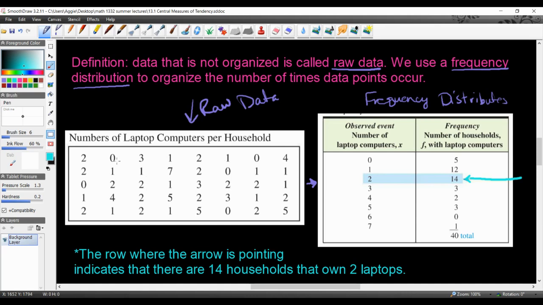Relative to what we're talking about, we're talking about the number of laptop computers per household. So what they did is they went to different households. They said, how many laptops do you have? And the first guy said, oh, I have two. The second guy said two. Third guy said zero, and so forth. So it looks like in total for the twos, the number of households that had two, there was 14 of them, and that's what the arrow here means.